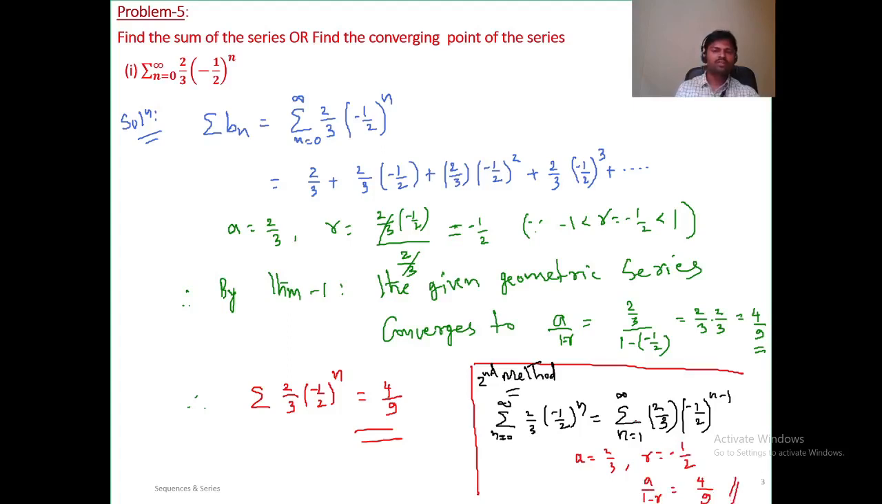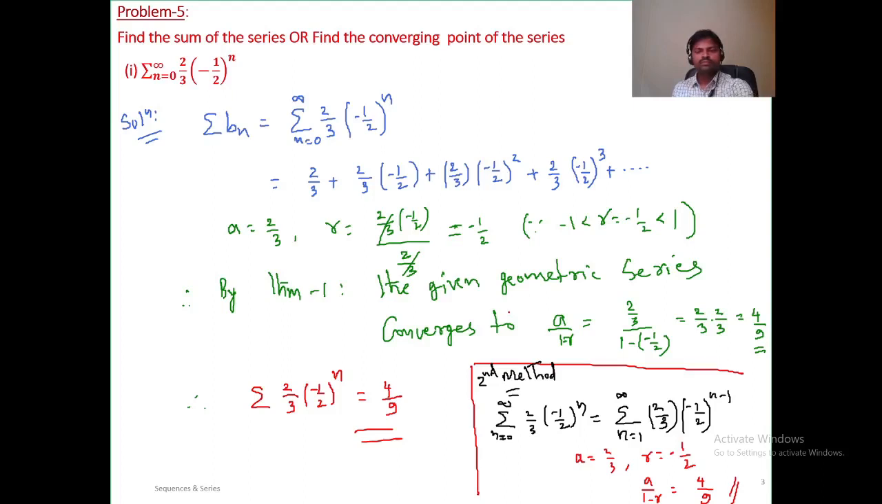Or if you are confused with the index n being 0 to infinity or n equal to 1 to infinity, don't get confused. First you write the terms like this. Look at the problem. n is equal to 0, write the first term. n is equal to 1, write the second term. n is equal to 2, write the third term. And observe, is this a geometric series or not? If it is a geometric series, then you can proceed, find out what a is and what r is, and if it is satisfying the condition, then the series converges. If it does not satisfy this condition, the series diverges.